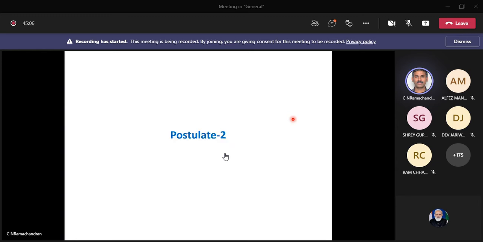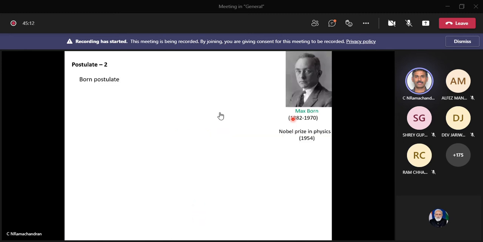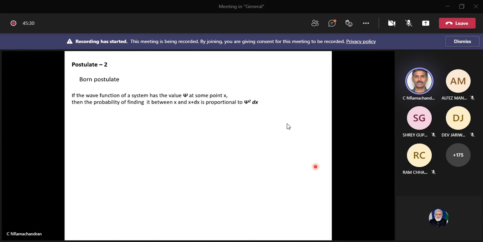Then what to do? There is the second postulate, also known as the Born postulate. Maybe you would have heard about this, not in the form of a postulate of quantum mechanics, but the key concept maybe you are aware of. If you know the wave function psi at a particular point x, then the probability of finding the particle between x and x plus dx can be obtained by squaring that wave function.